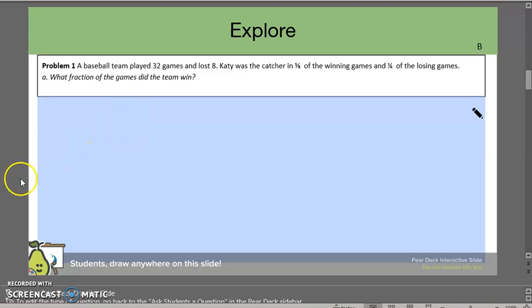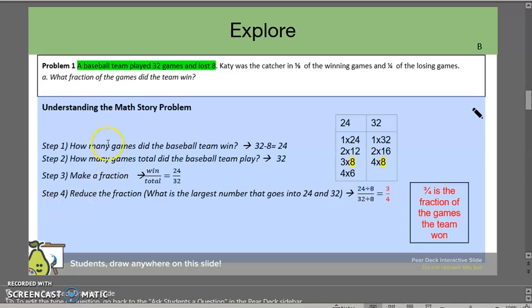So I'm going to resume. So when we look at the problem, here's the problem again. And here I'm going to look at the problem and guide you through the different steps. The baseball team played 32 games and lost 8. Katie was the catcher in 5/8 of the winning games and 1/4 of the losing games. What fraction of the games did the team win? So in understanding this problem, the highlighted portion is what we need to look at in order to answer the question. The rest of the other information is important but not relevant in order to answer the question.